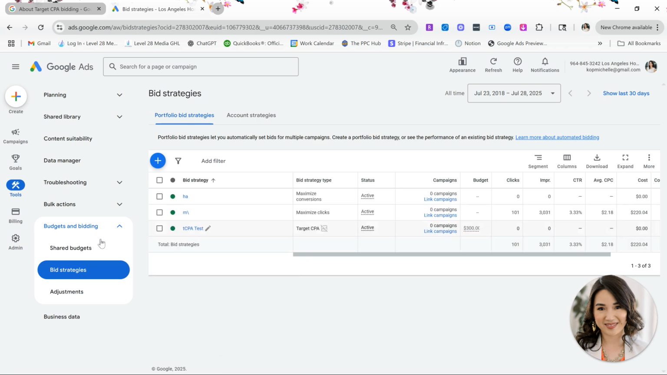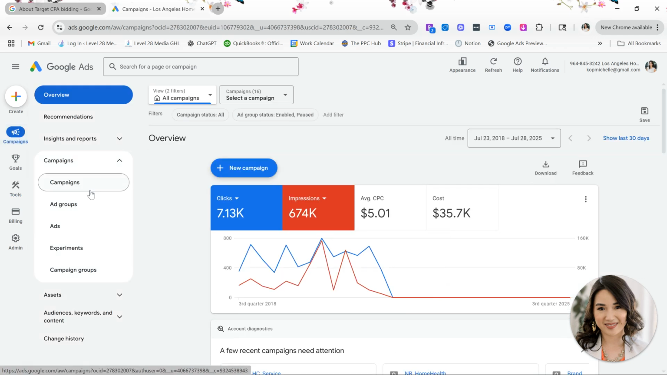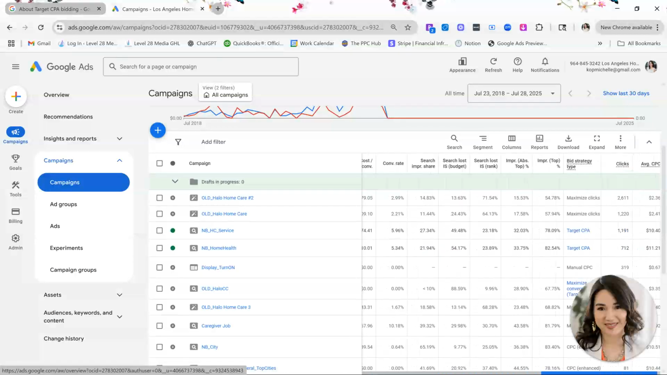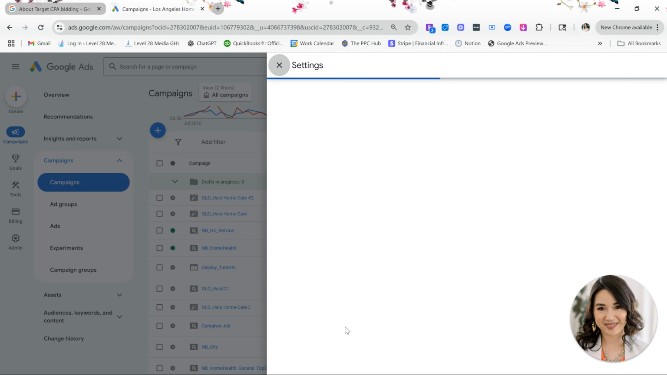So you would just need to go to your campaigns, and let's just assume that you want to set a target cost per acquisition for this campaign. I'm just coming up with something here. I'm going to edit settings.